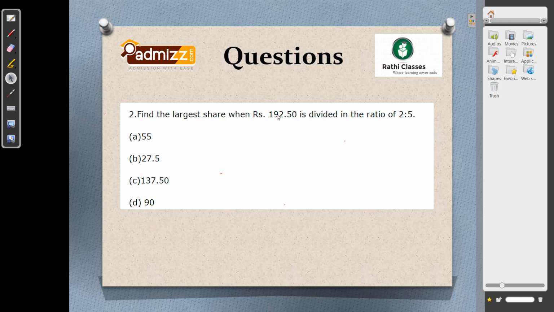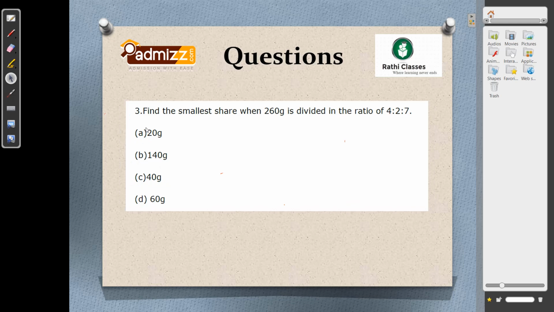Just check. 7 twos are 14. 14 means you will be left with 52. So 7 sevens are 49. You will be left with 3.5. So it will give you the value in decimal. Decimal means either the option would be B or the option would be C. As this is the largest share, the answer would be 137.5. Moving on to the next question.